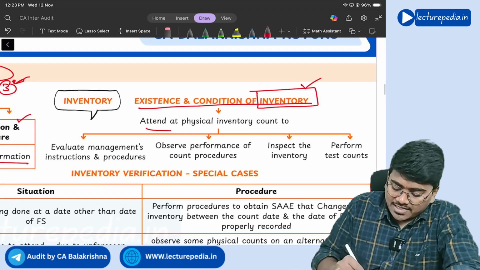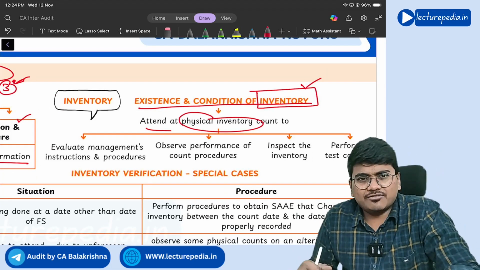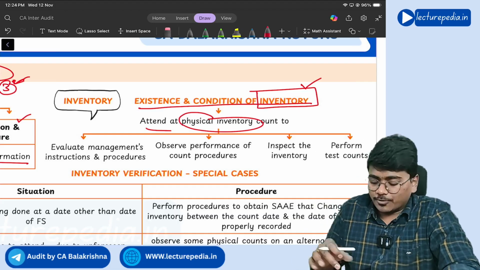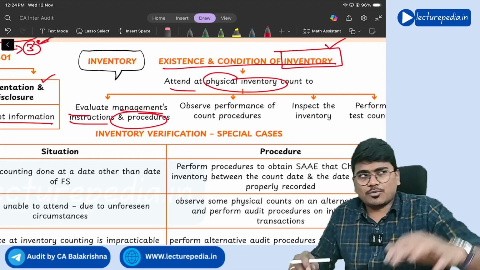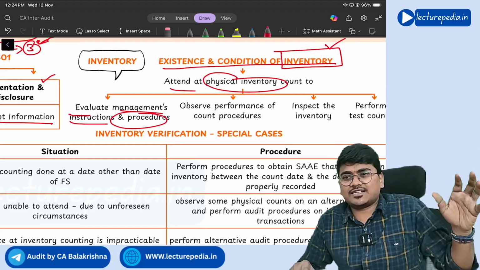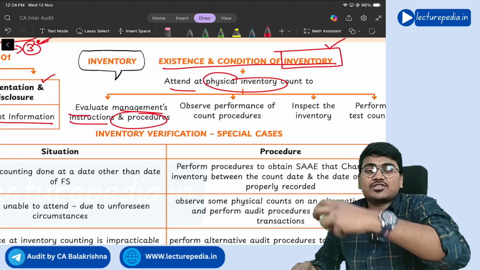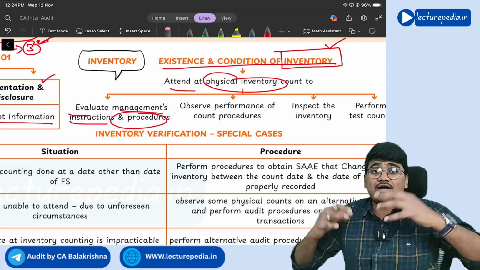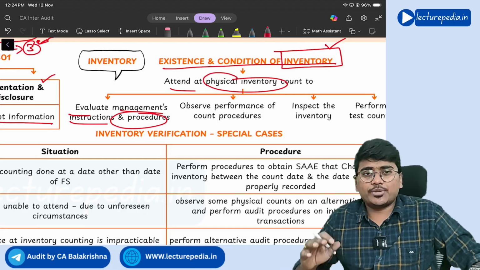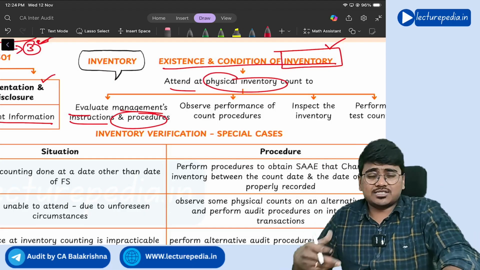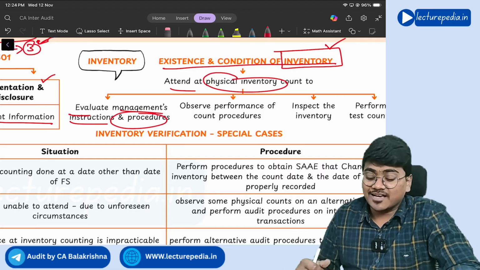See, attend at physical inventory verification. So by attending at physical inventory verification, what should you do? You have to evaluate management's instructions and procedures. Management would have given certain instructions to the employees of the organization for doing the physical inventory verification. You need to evaluate whether those instructions given by the management are proper, or whether additional instructions should be given. Like this, you will evaluate the instructions given by the management.